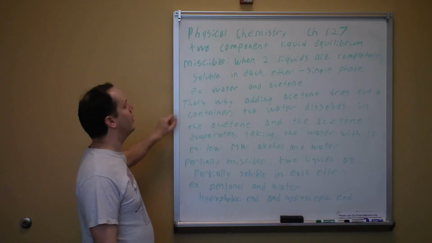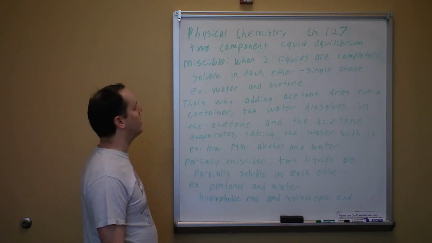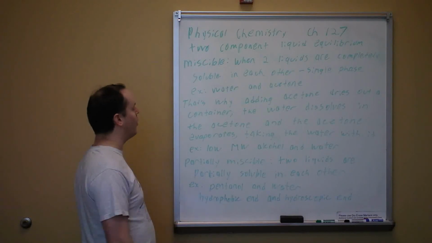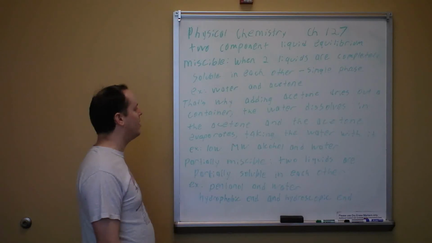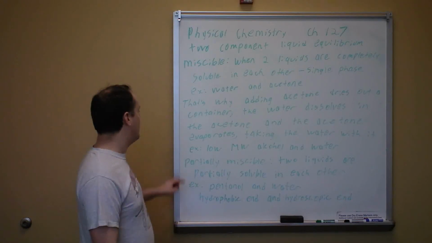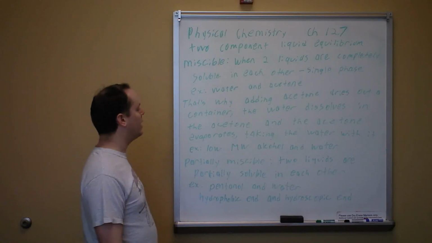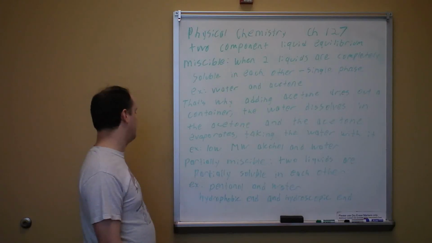Now this is also, by the way, why adding acetone will actually dry out a container. You add the acetone, the water dissolves in the acetone, but acetone has a high vapor pressure, so it evaporates and takes the water with it. Other examples would be a low molecular weight alcohol like ethanol or methanol.